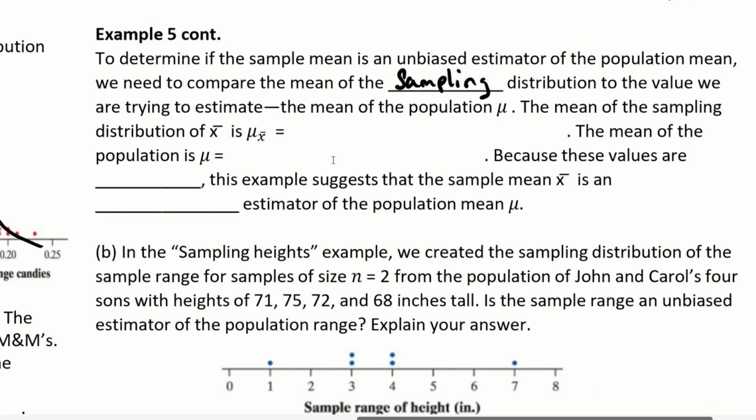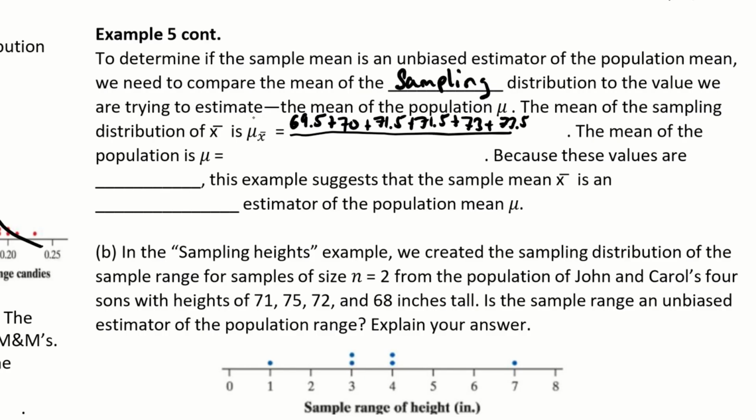Okay, so we got 69.5 plus 70 plus 71.5 plus 71.5 plus 73 plus 73.5, all divided by 6, and we get 71.5. So that's the mu x bar.